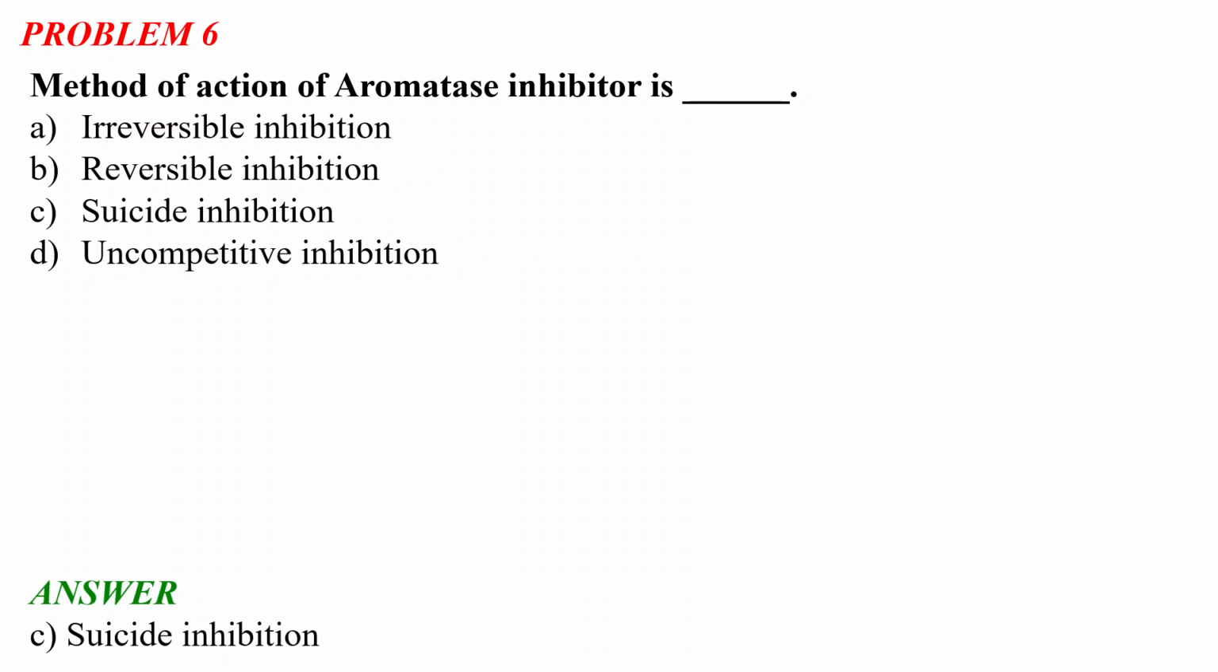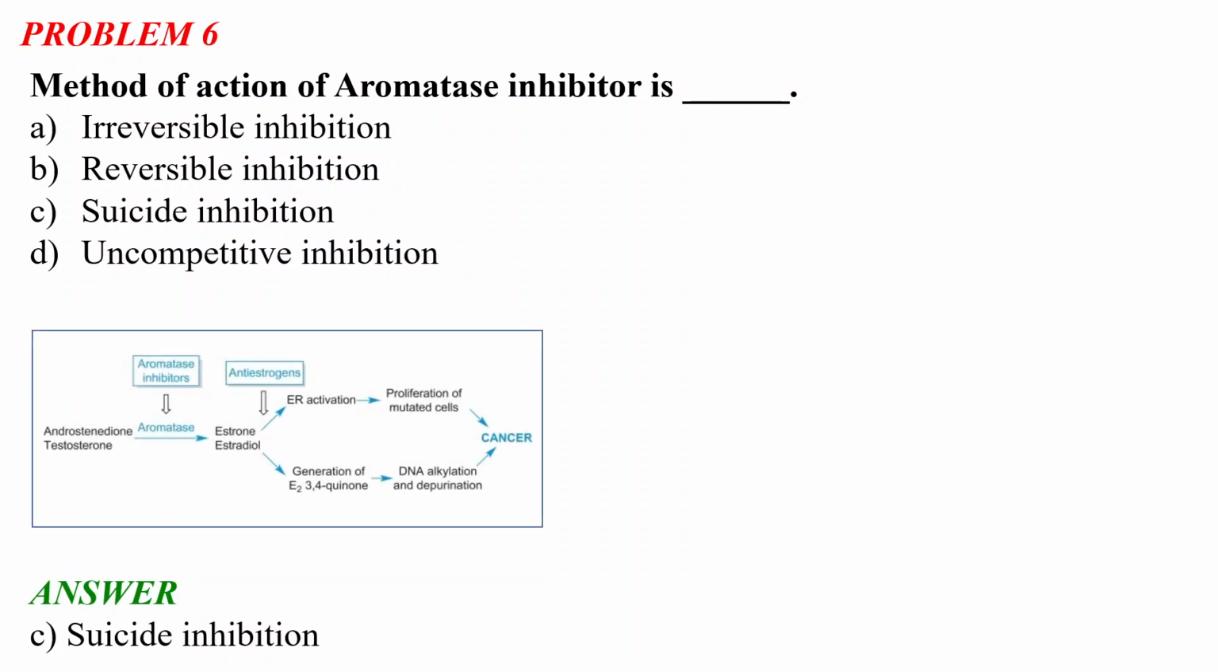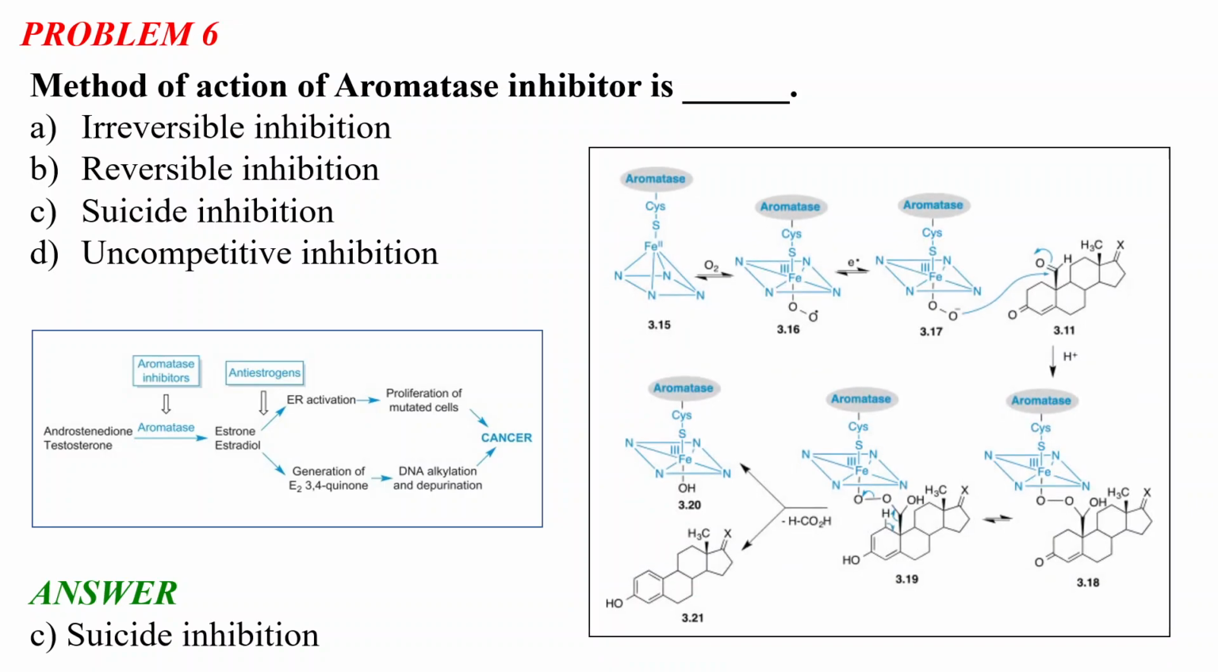So the correct answer is suicide inhibition. The method of action for this aromatase inhibitor is suicide inhibition. Now, I said that aromatase is a very important enzyme which catalyzes the transformation of androstenedione and testosterone to estrone and estradiol. Why is it needed? If this estrone and estradiol are generated in excessive amounts in malfunctioning cells, there is ER activation by this estrone, and generation of E2,3,4-quinone by this estradiol.